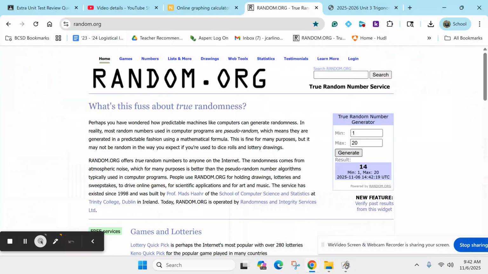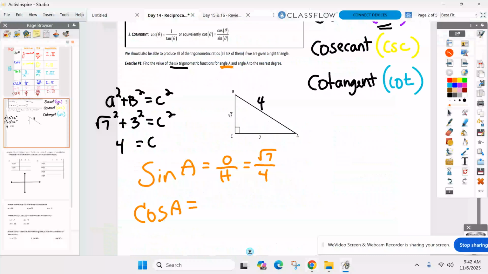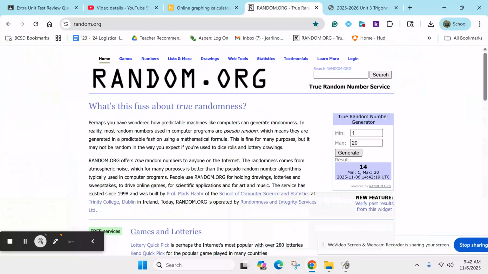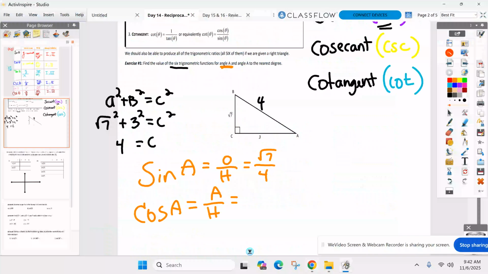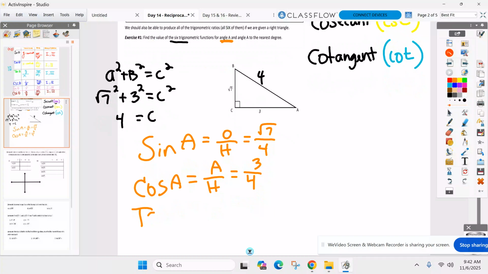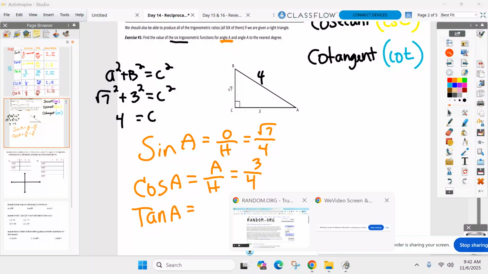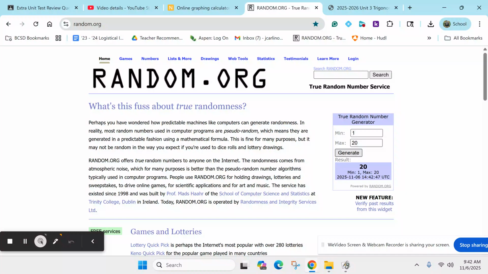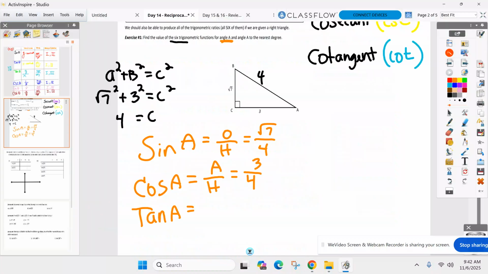How do you find cosine? How do I find cosine here? Sierra, how do I find cosine? Adjacent over hypotenuse. Good. And what are those sides now? Sophie? 3 over 4. Nice. Only other one I need to find of the original, and you're probably asking why we always find the original. You'll notice at the end here why I'm doing it, because the other 3 will go pretty quick if I know the original 3. Kaylee, how do I find tangent?